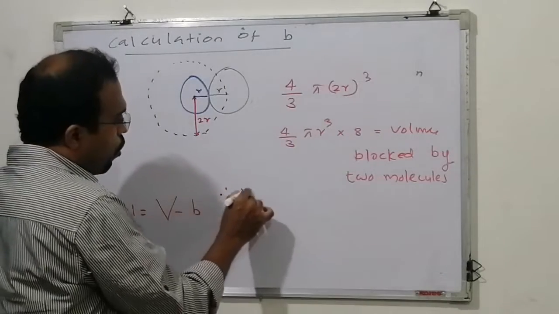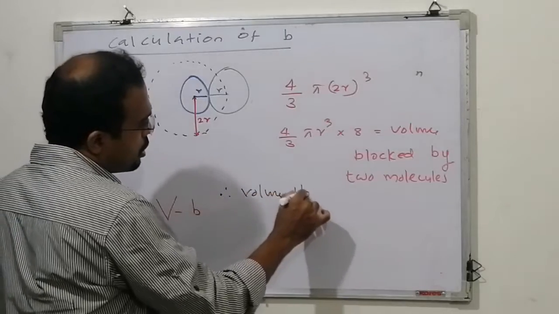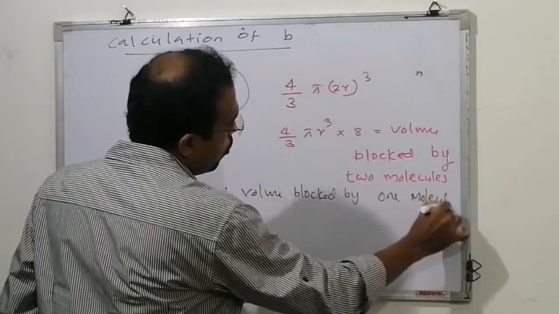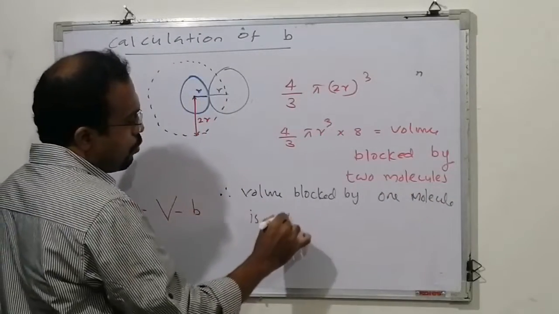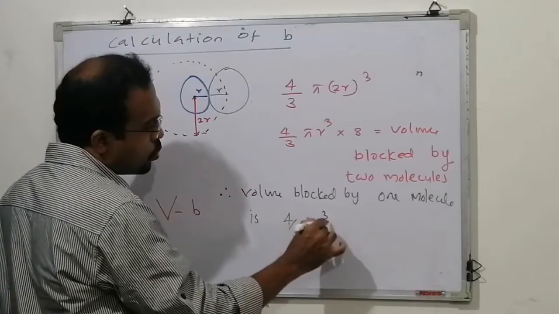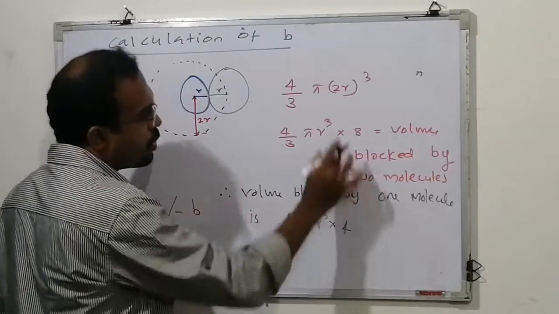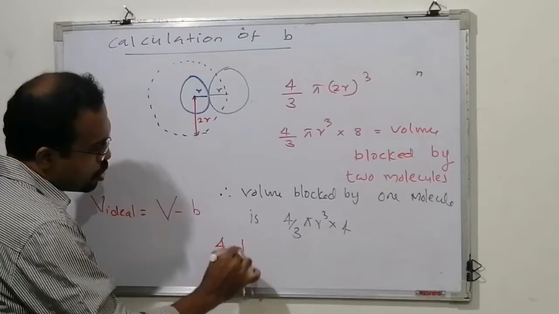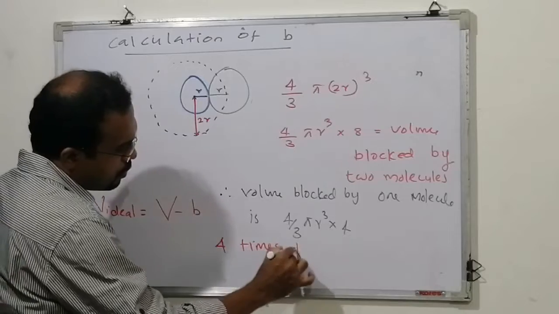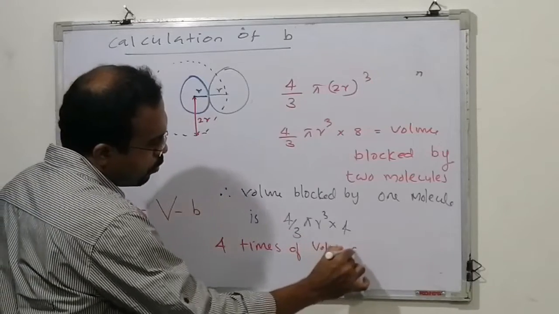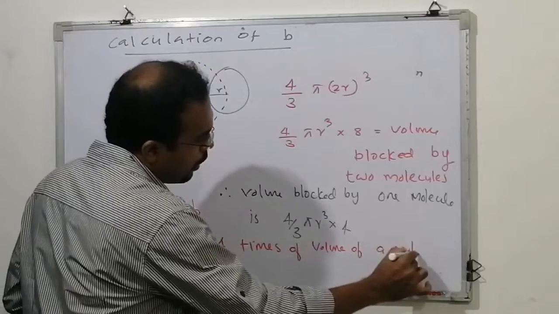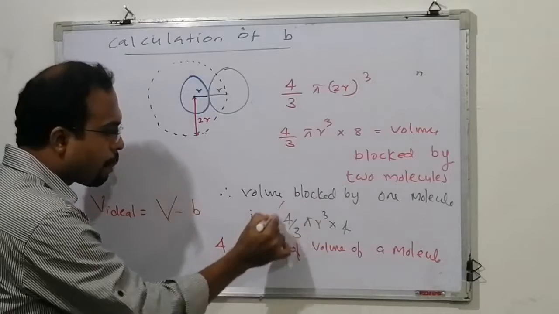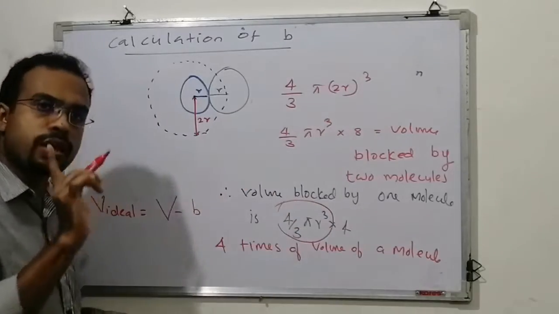Therefore, the volume blocked by one molecule is 4/3 π r³ × 4 divided by 2. That is 4 times the volume of a molecule. What is r? r is the radius of a molecule. Therefore, 4/3 π r³ will be the volume of a single molecule.